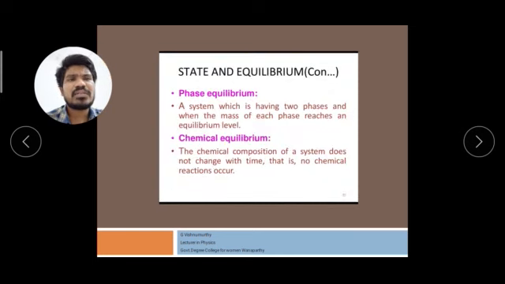Phase equilibrium is also another type of equilibrium. A system which has two phases, when the mass of each phase reaches an equilibrium level, then the state is known as phase equilibrium. Another one is chemical equilibrium. The chemical composition of a system does not change with time. That is, no chemical reactions occur, then the system is in chemical equilibrium.